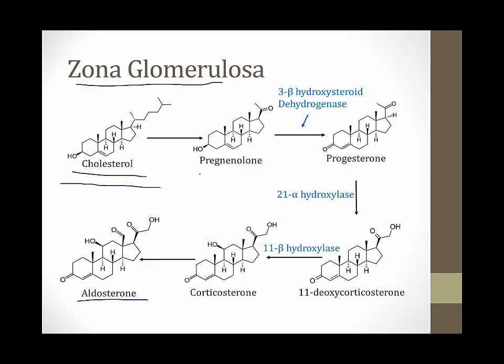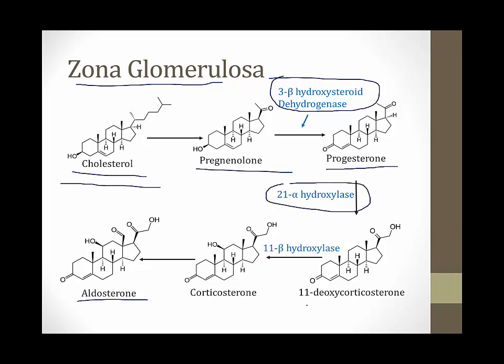As I said before, it is converted into pregnenolone, and from pregnenolone, it is converted by 3-beta-hydroxysteroid dehydrogenase into progesterone. Progesterone is then modified by 21-alpha-hydroxylase into 11-deoxycorticosterone, and you can see that a hydroxyl group has been added to the 21 carbon. That's why this enzyme is called 21-alpha-hydroxylase. There's then an enzyme called 11-beta-hydroxylase, which adds a hydroxyl group to the 11 carbon right here. That creates a structure called corticosterone, and then corticosterone finally is converted into aldosterone.